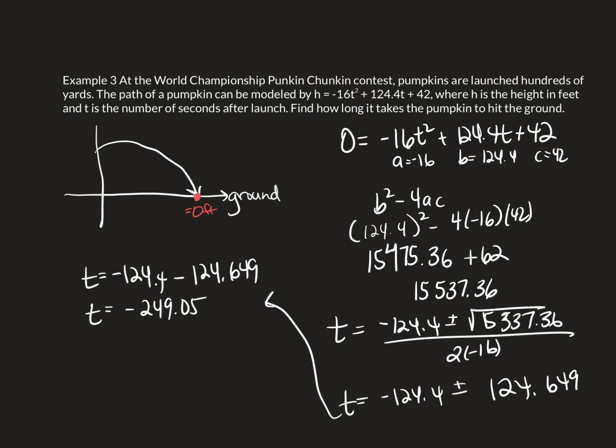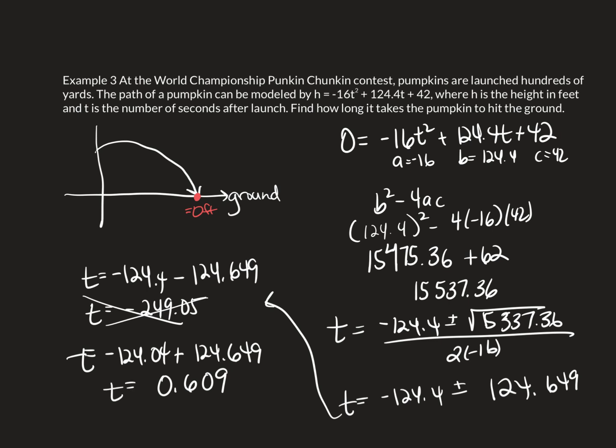Negative 249.05 cannot be the answer because that means time is negative. So I'll throw that one out. And then the other answer is negative 124.4 plus 124.649. So I'm going to add those together. And that gives me 0.249. So that's my time.